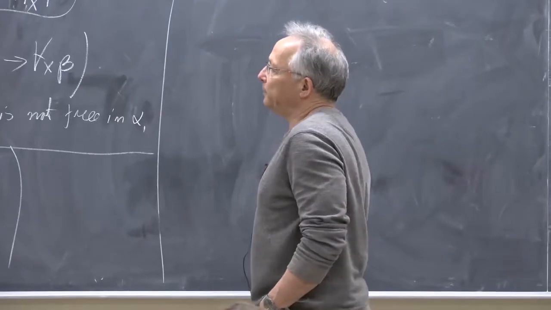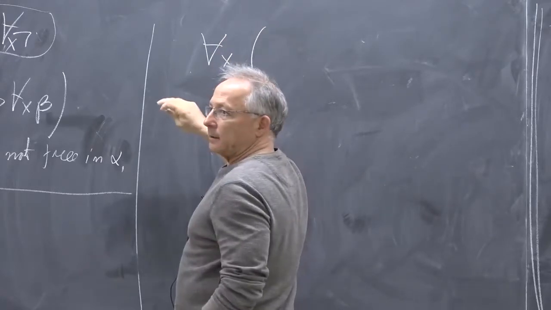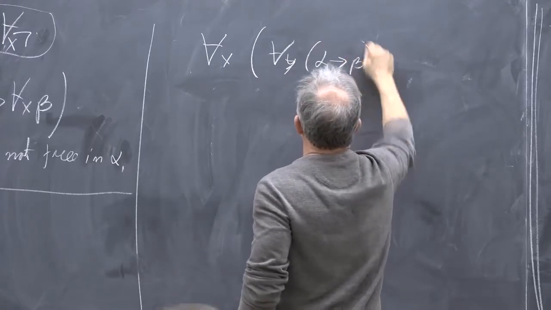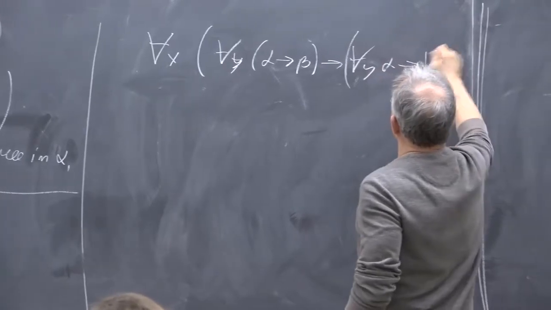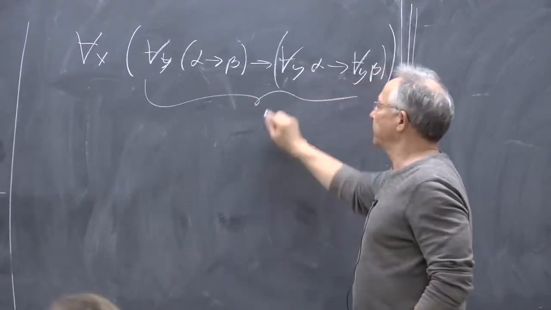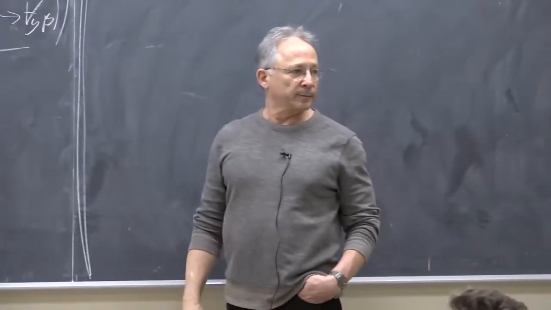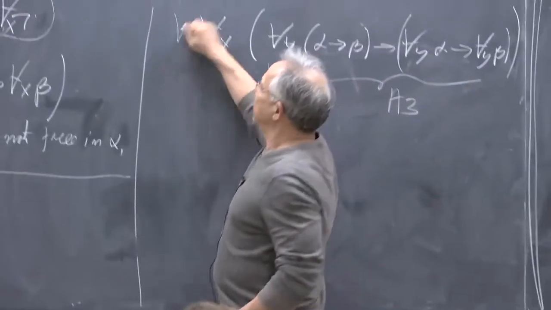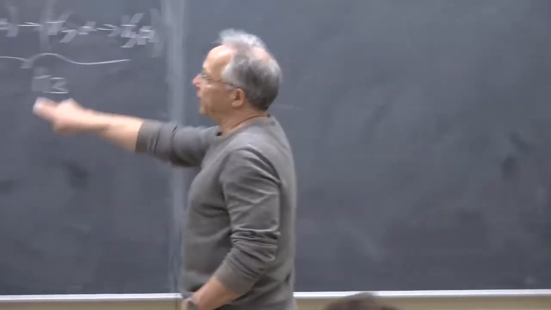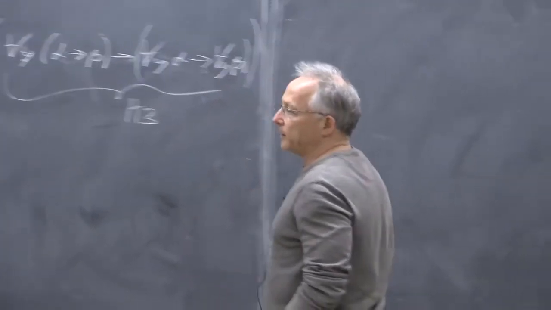Right, so for example, the formula for all x, and then I'll have here for all y, (alpha arrows beta) arrows for all y alpha arrows for all y beta. This is going to be an axiom because this was an axiom of type A3, and I can add universal quantifiers over axioms, and this will still be an axiom. And it will still be an axiom if I add now for all z, whatever for all z I want. And this holds even if I have z or x free in alpha and beta. Okay, so these are my axioms.